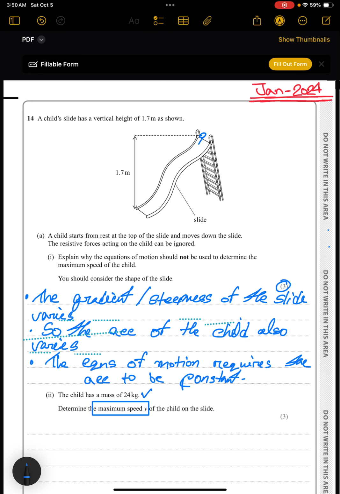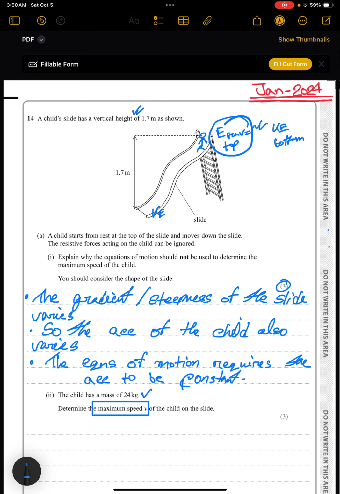So we all know when a child is at the top, it has a gravitational potential energy. The gravitational potential energy at the top is going to be equal to the kinetic energy at the bottom. So we can say kinetic energy at the bottom, or kinetic energy here. So we can find out this gravitational potential energy, as we all know the mass and we all know the gravity is 9.81, and this height is also known.